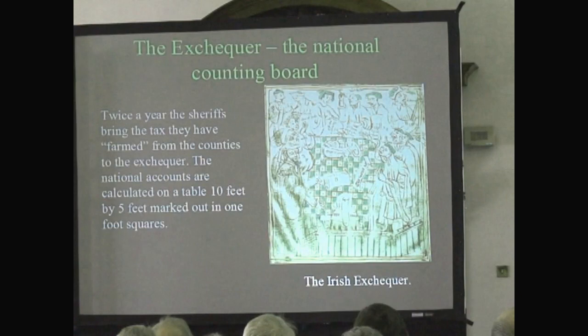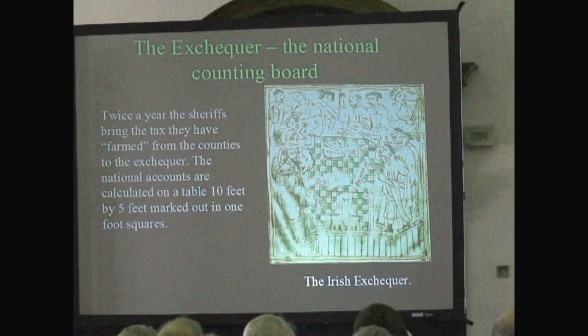Now this same technique was used on a national scale. The exchequer comes from a description of a carpet laid out in squares, like the drawing here. And this was used to do the national accounts twice a year. The sheriffs were responsible for collecting the taxes. They came to the exchequer office. I think they probably had all in silver, so they probably had a weight to make sure the coins corresponded to the actual value they were bringing back.